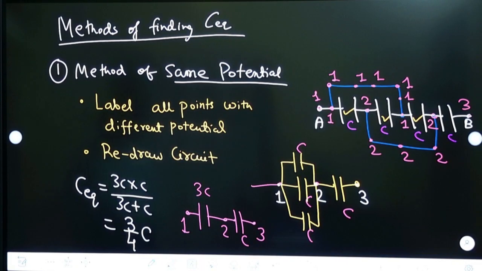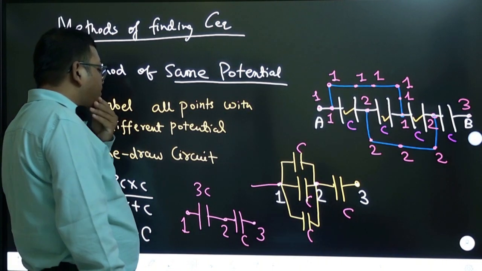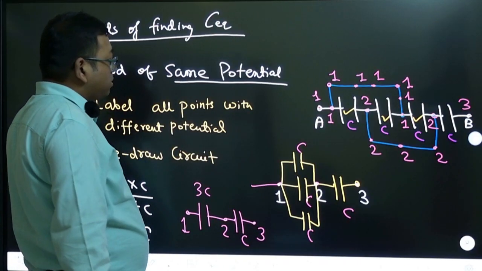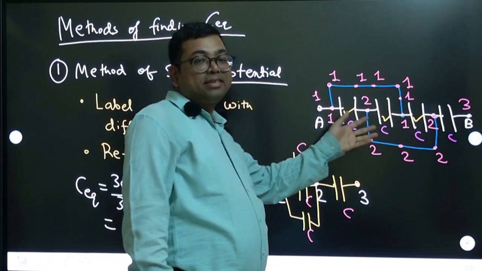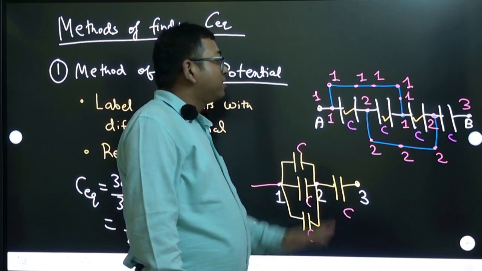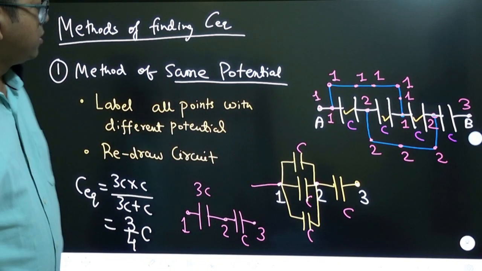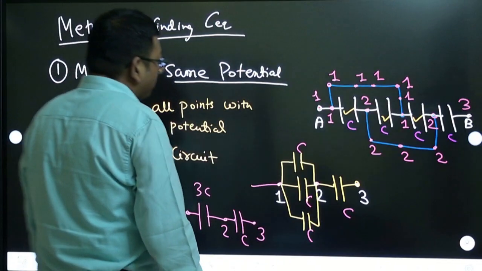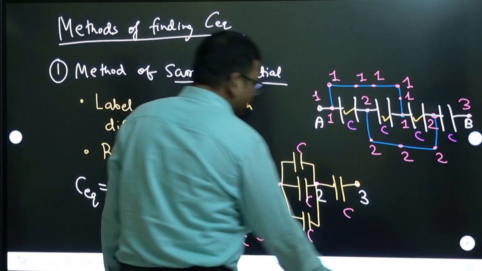So the method of same potential is a very, very powerful method, a very, very important technique. It may look like everything is in series, but many of them are parallel and one is in series. So if you redraw the circuit by labeling, you can solve a lot of questions. So this technique you will be using. Then let us go to the next method.